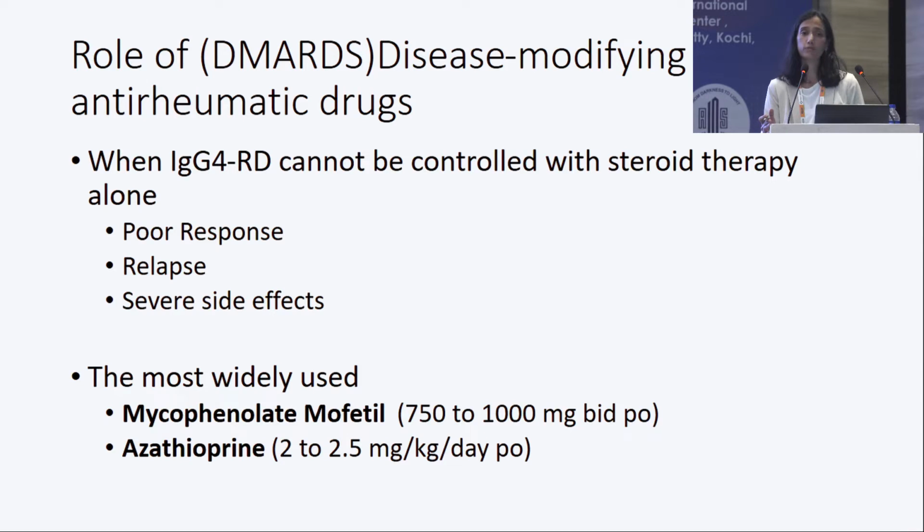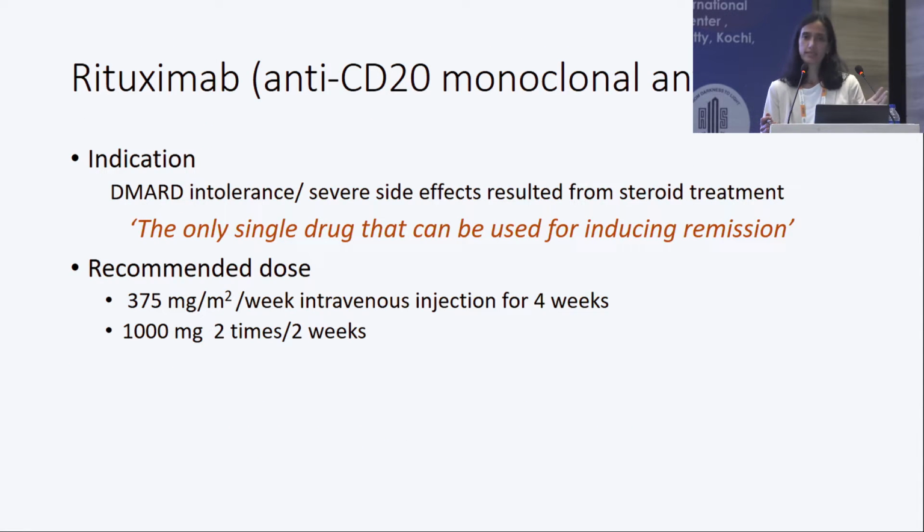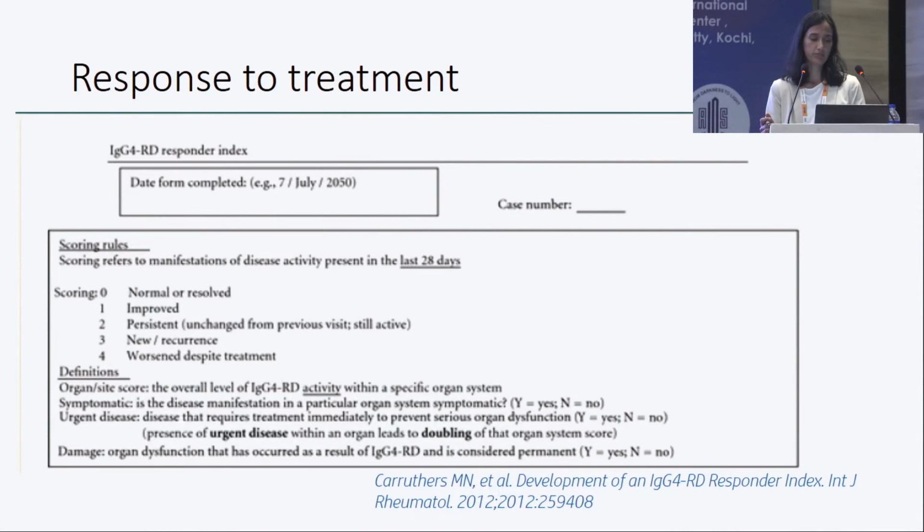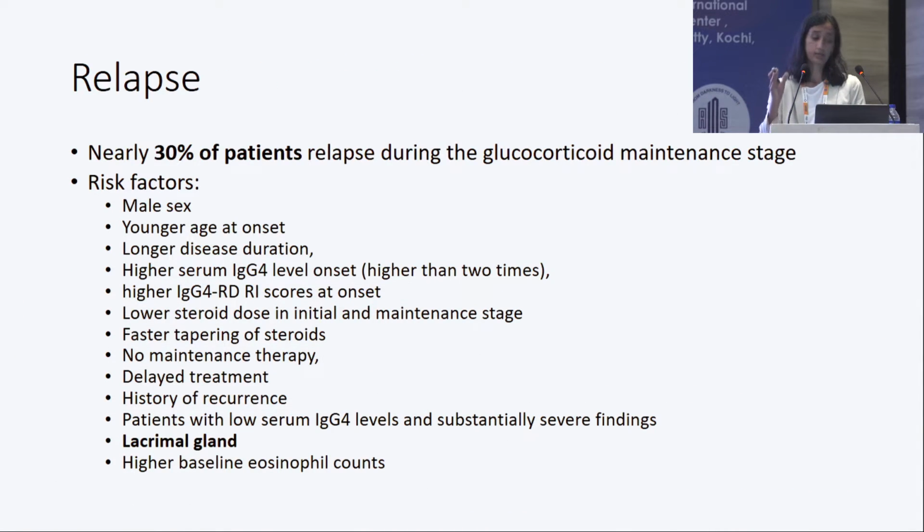And what do you do if a case relapses after you've given steroid? So you could try a steroid therapy again. That is the first thing that everyone does. And if that does not work, or the patient is having severe side effects, that's when you start disease modifying anti-rheumatic drugs. And there is some data on use of rituximab. This is the only drug that can be used alone for inducing a remission. So DMARDs have to be used in combination with steroid, but rituximab standalone can be used for inducing remissions. I will not go into this.